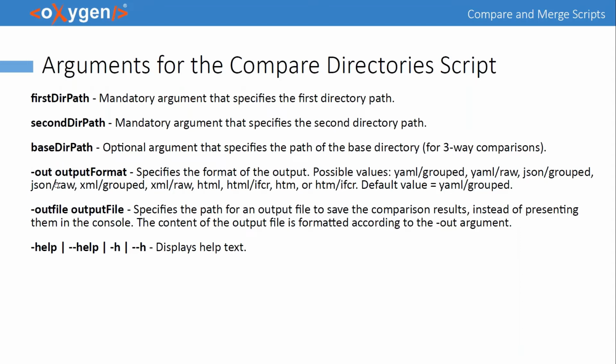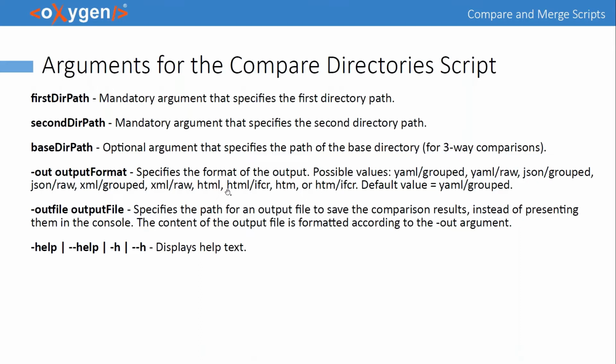Then you have the output, and here you can generate, as I said, YAML, JSON, XML, or HTML. You also have the option to generate the result of the files grouped or in a row format. Row means that the files are presented exactly in the order that they are in the directories. Grouped means that they will be grouped depending on the type of the modification. And I'll show you some examples.